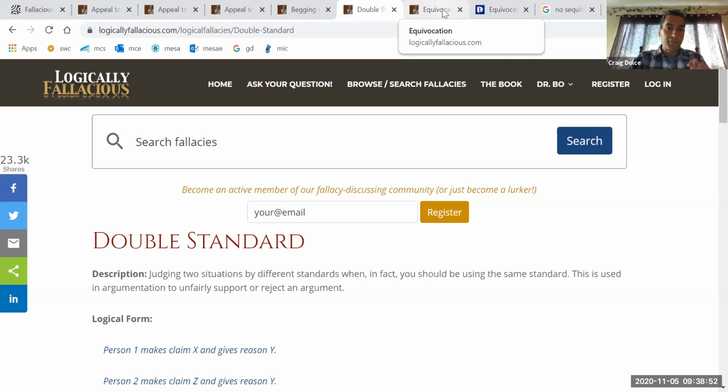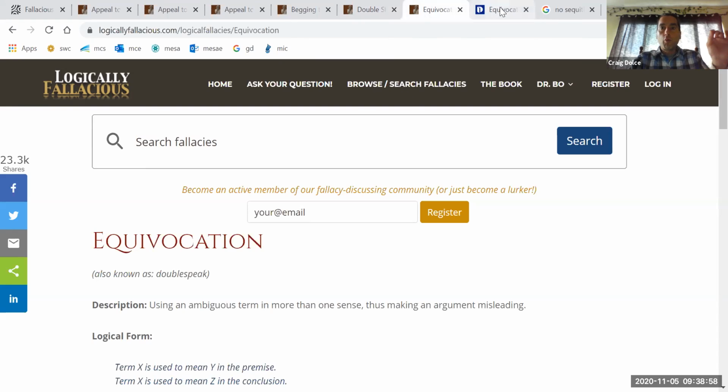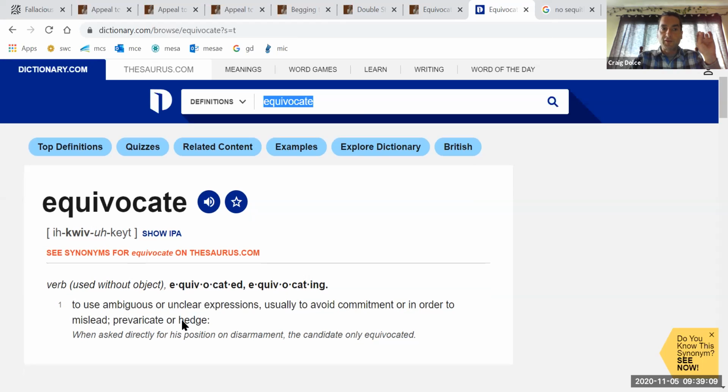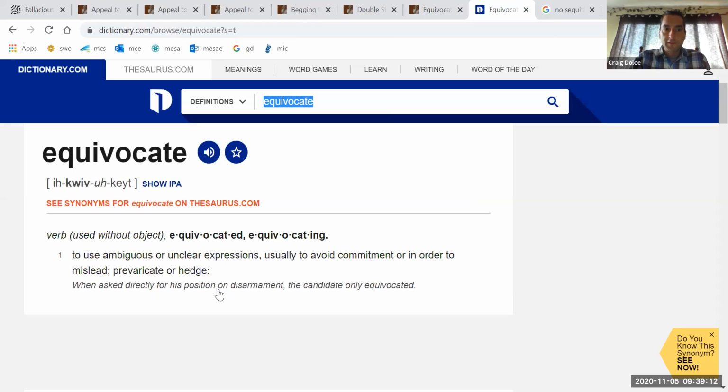So our last one for the first reading on fallacies, equivocation. Oh boy. The word to equivocate means to use ambiguous or unclear expressions, usually to avoid commitment or in order to mislead, to prevaricate or hedge. It's basically a fancy word for lying, a euphemism for lying, right? And when people say, oh, I didn't lie, it was a white lie, they're equivocating the word lie, as if a white lie isn't really a lie. What is it? It's a lie that you tell because you think that you know what's best for the person more than they know for themselves. But it's still a lie.